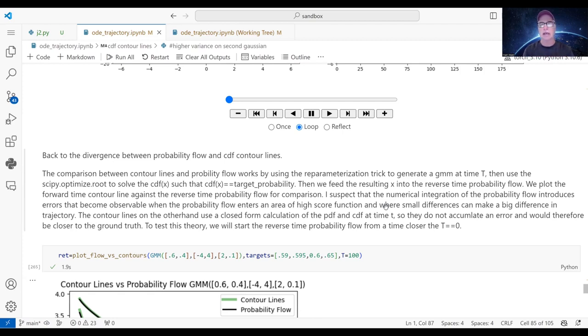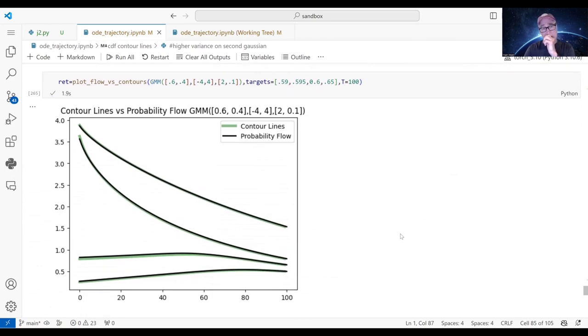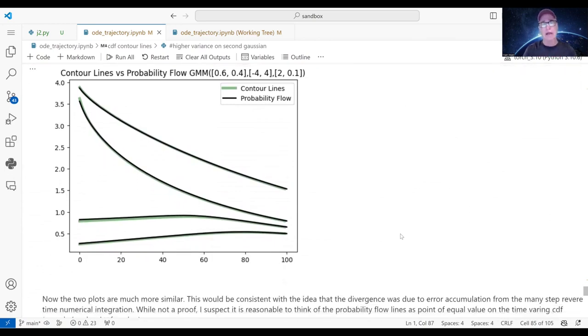To test it, instead of going all the way back to t equals 1000, I only go back to t equals 100. That allows us to accumulate less error because we're both starting at time t equals 100, and we're just doing the integration back in time from that point, well, for the probability flow. This is the result that I got from that, and it looks a lot better.